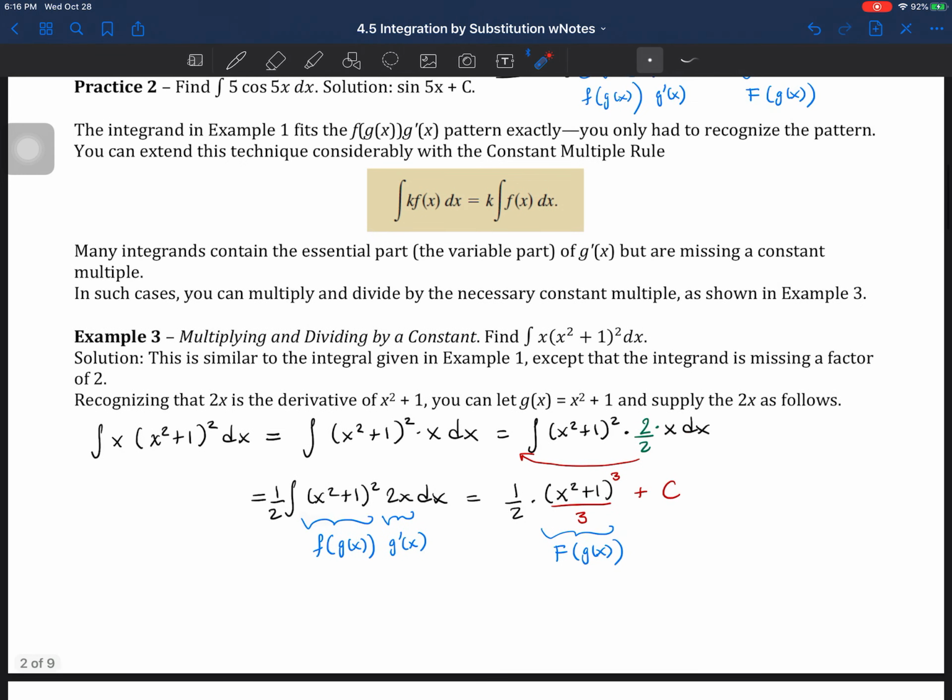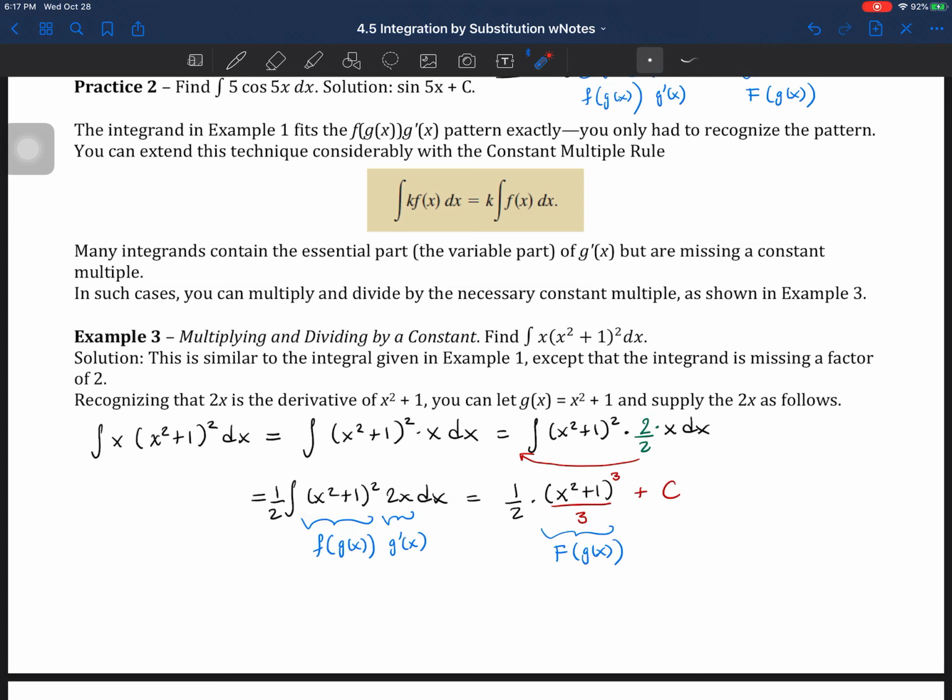Okay, so the next example, we need to multiply and divide by a constant. Find the antiderivative of x times (x squared plus 1) squared dx. The solution: this is very similar to the integral given in example 1, except that the integrand is missing a factor of 2. So recognizing that 2x is the derivative of x squared, we can conclude that g of x must be x squared plus 1 and supply 2x as follows.